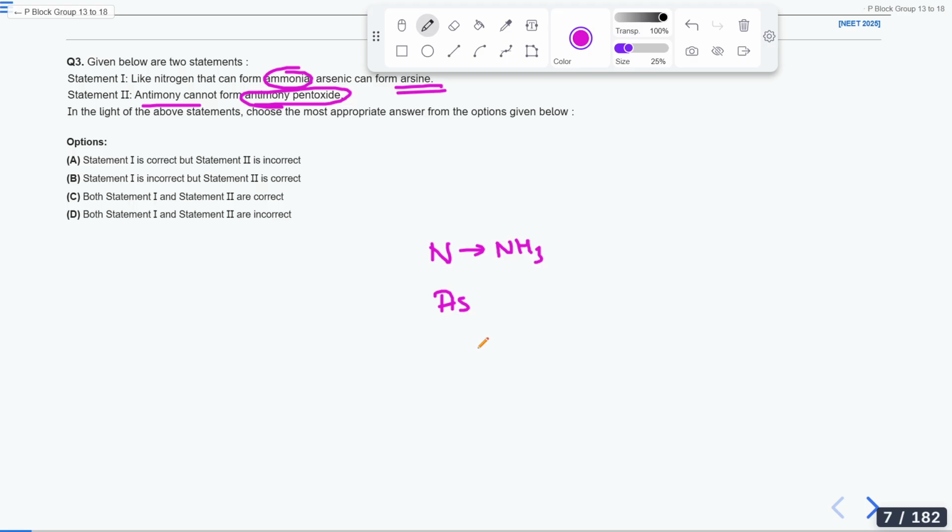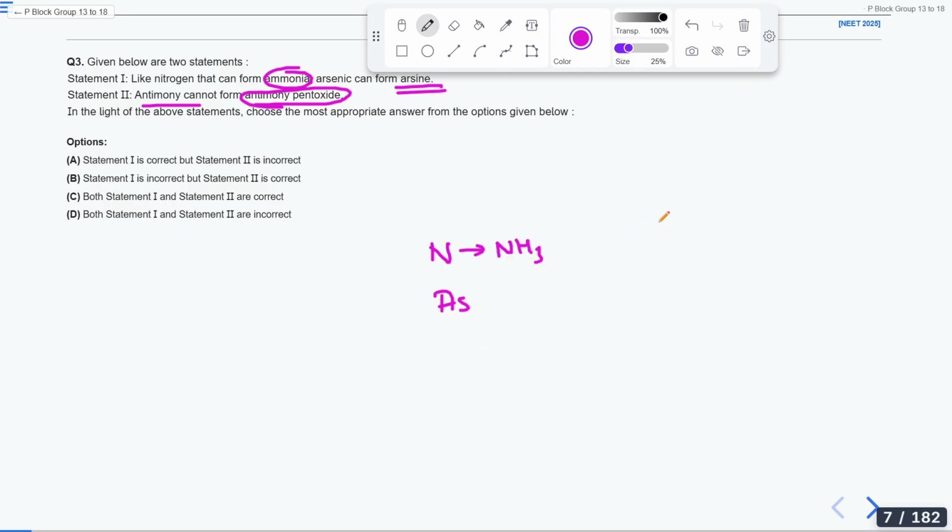Anyone else? Anyone else who is willing to give the answer? Statement 1 is true. Okay, let's see Sangvi. Okay, so everyone is telling A is the correct answer.